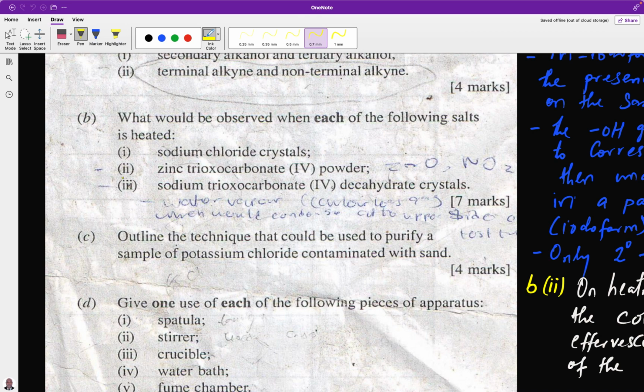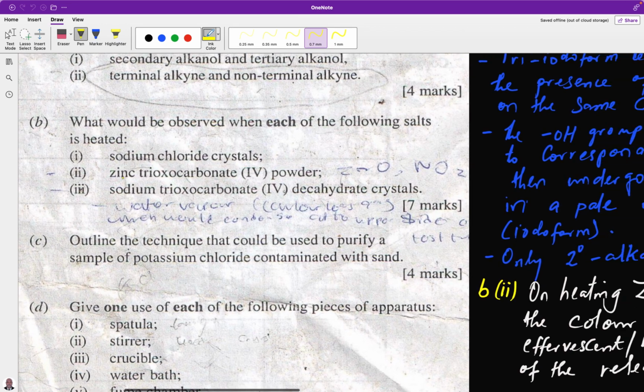Now, the question, what will be observed? Give only your observation. On heating this crystal, what will you observe? Just state only the observation for the marks. Again, it should be 2 marks. Only your observation, what is observed on heating each of the salts.